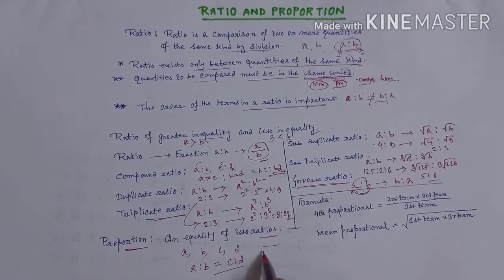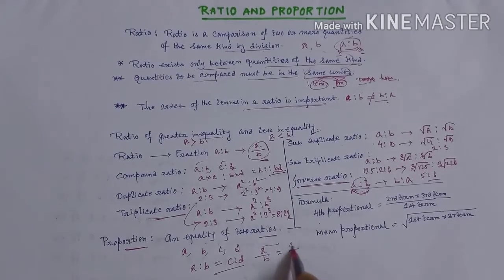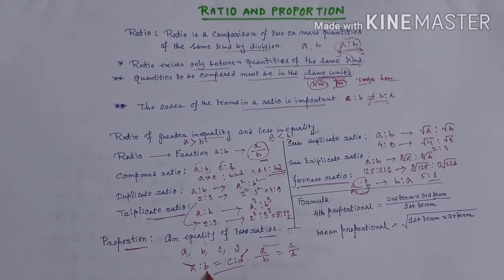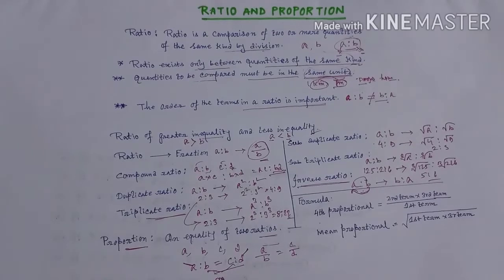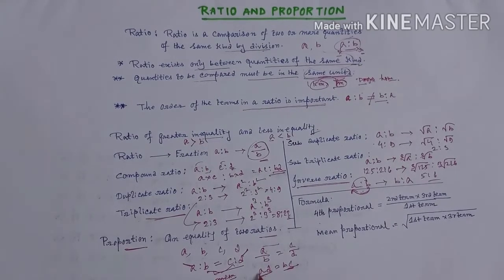And from this we can write down A by B equal to C by D. Here A and D are called the extremes, and B and C are called the mean terms or middle terms. And now AD equal to BC. So what we see here is that the product of the extremes equals the product of the means, and that's the way to check whether the ratios are in proportion or not.